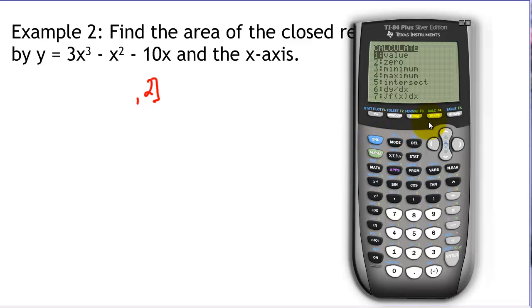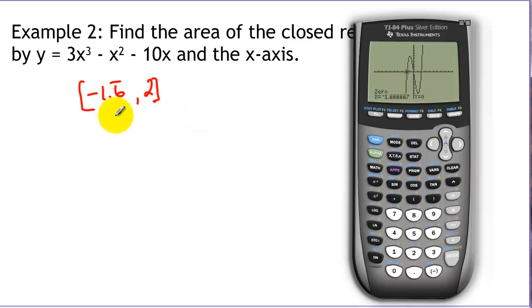So we can use the calc menu here for finding zeros. And I need to move my cursor over here. You should know how to find x-intercepts using your graphing calculator. And it looks like we get here negative 1 2/3. So this will be the left and right bound. So we're going to be integrating from negative 1 2/3 up to 2 of our function here.